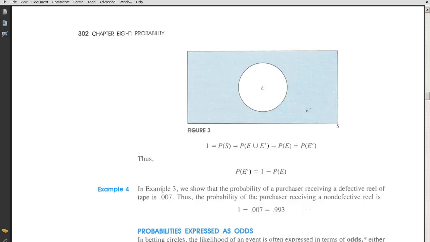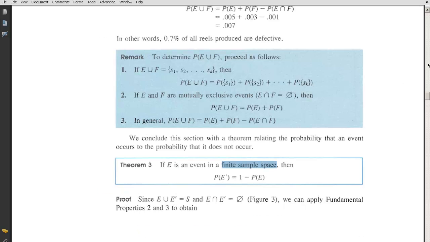For example, here in example 3 we just showed that the probability of a purchaser receiving a defective reel is 0.007. So what's the probability that they receive a non-defective reel? So it's obviously 1 minus 0.007, right? So that's what this says. The probability, so E would be defective, then non-defective would be E prime. And what's the probability of E prime? It's 1 minus the probability of E.